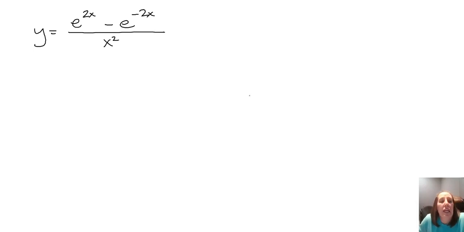Here we have e to the 2x minus e to the negative 2x all over x squared. Now this one we could actually do as a quotient or as a product. If we wanted to, we could rewrite e to the 2x minus e to the negative 2x in parentheses multiplied by x to the negative 2. So we could do this one either as a product or as a quotient.